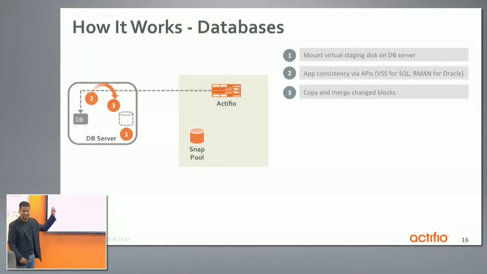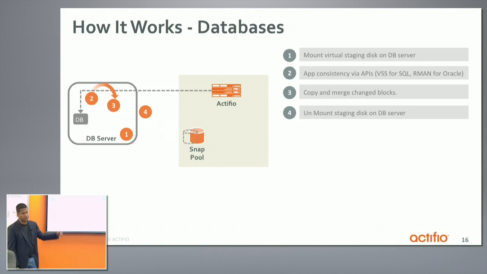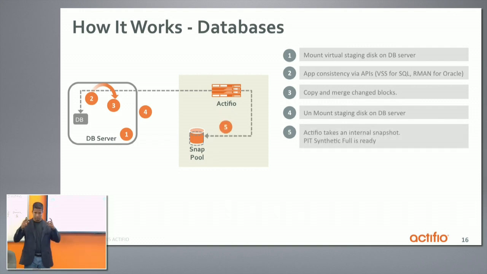So now that we've figured out what the change blocks are and we wrote them to this virtual dynamic staging disk, the next step is to take the staging disk away. So now Actifio knows the incremental backup is done. Next, internally within Actifio, we take what we call an Actifio software snapshot. Nothing to do with storage snapshots. This is our own software snapshot to remember that I have a good point in time image right now. Then we move the metadata pointers and create a virtual synthetic full. That's how we do it for databases or physical volumes or anything else.